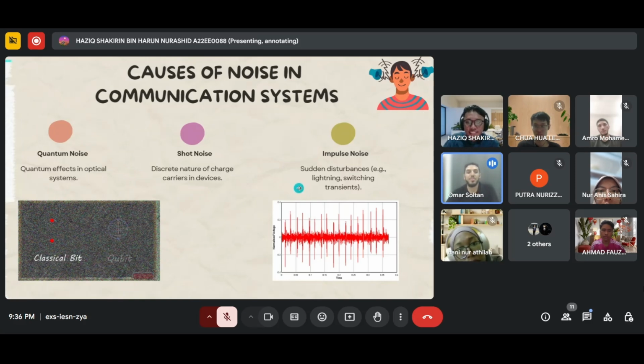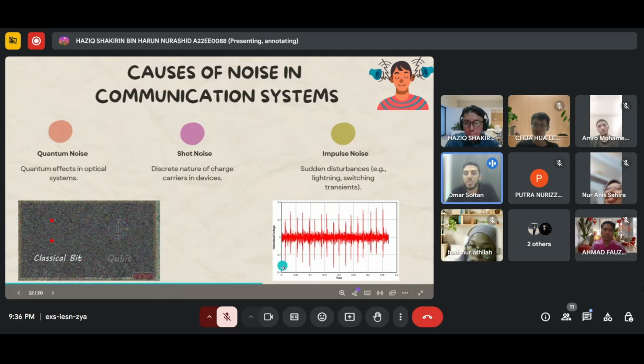And lastly, in noise, we have the impulse noise. This is like random loud bursts of noise caused by things like lightning strikes, power surges, or turning on a heavy machine. It's like hearing a loud pop on a phone during a thunderstorm. This burst can cause errors in digital signals. As you see in the picture here, this is also an example of impulse noise.